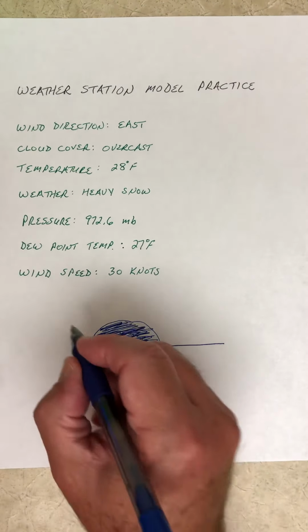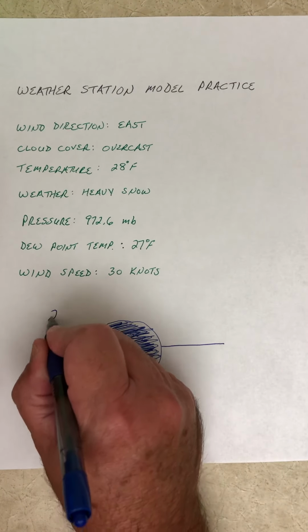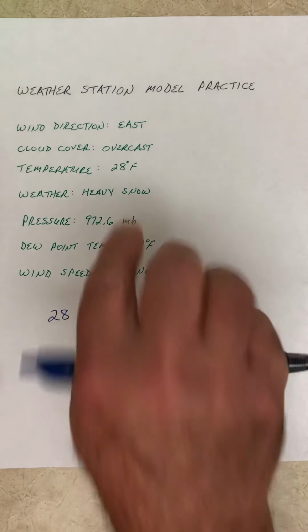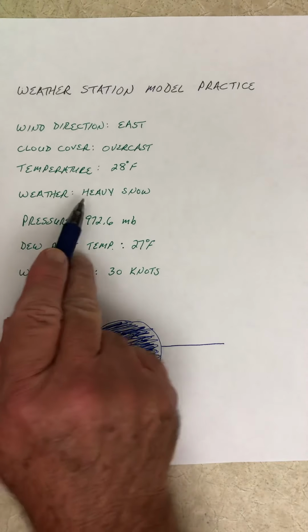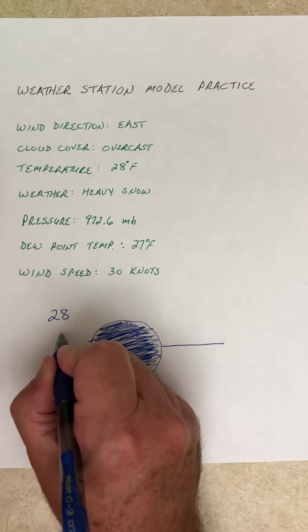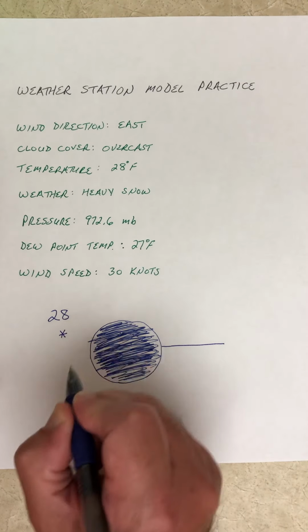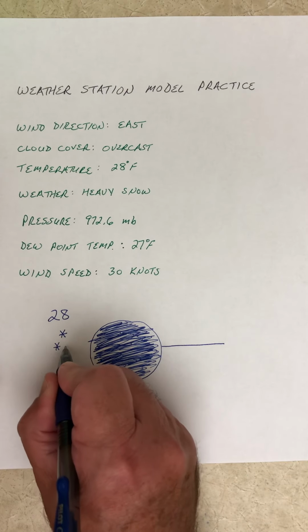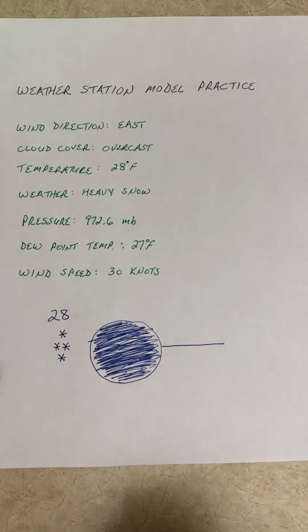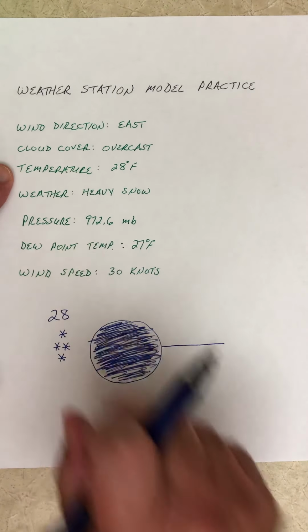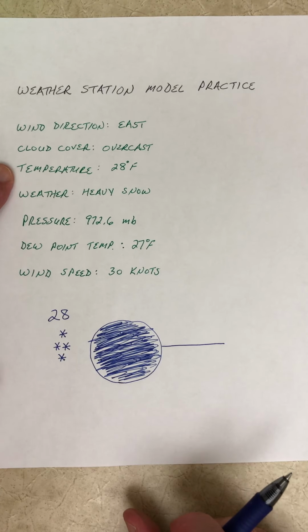The temperature is 28 degrees, so temperature goes in the upper left-hand corner. You don't put the units in there. We got to avoid clutter. The current weather is heavy snow, so snow is asterisks, and heavy is going to be indicated by putting it in a diamond-shaped pattern. The pressure is 972.6 millibars.